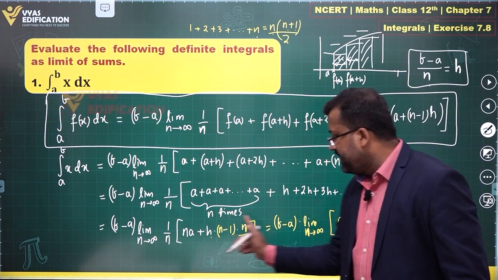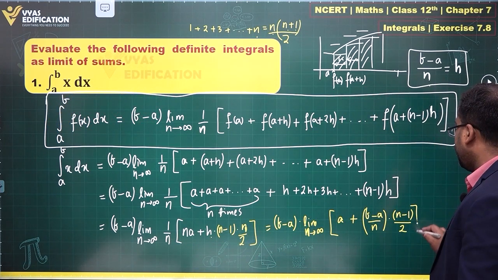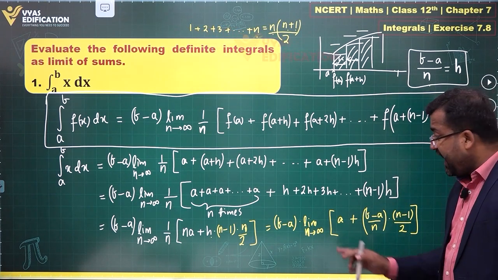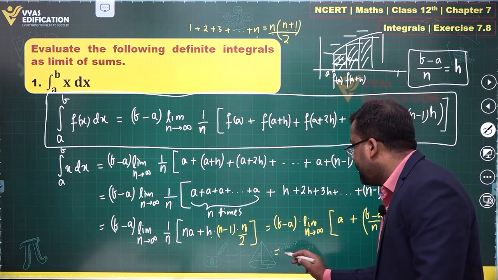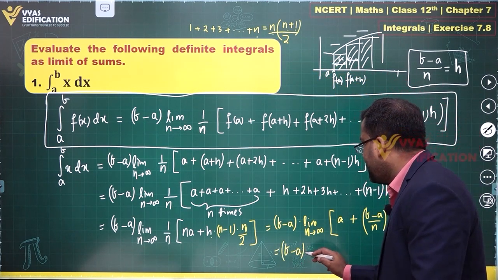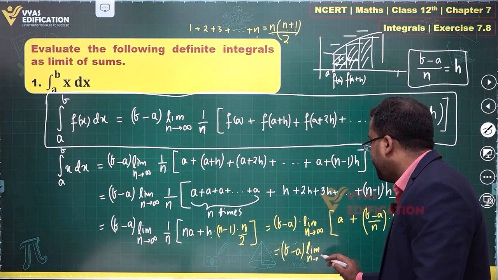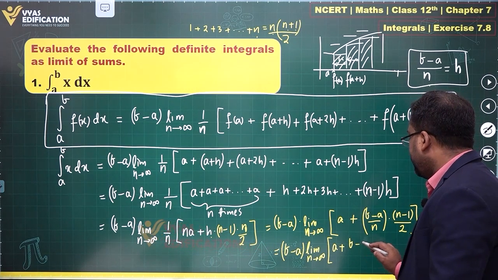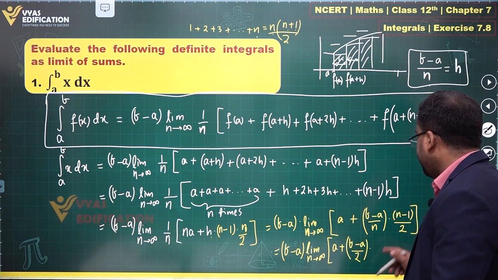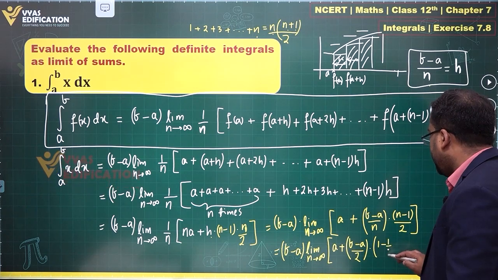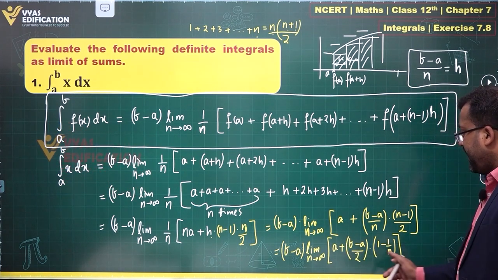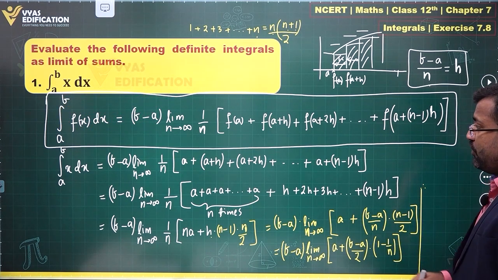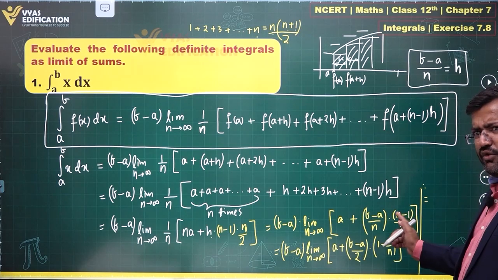This n and this n will get cancelled. There's a 2 in the denominator, that's what remains, and this n goes over here. This becomes (n − 1)/n, which, as n tends to infinity, will be equal to 1. So this is (b − a) times the limit as n tends to infinity of a + ((b − a)/2)(1 − 1/n), and now you can replace n by infinity. This becomes 0, and the overall value will be equal to, I'm writing the overall value over here.